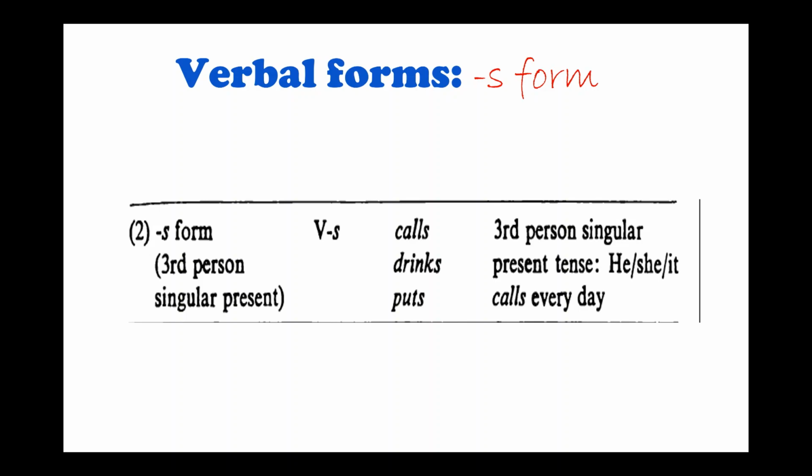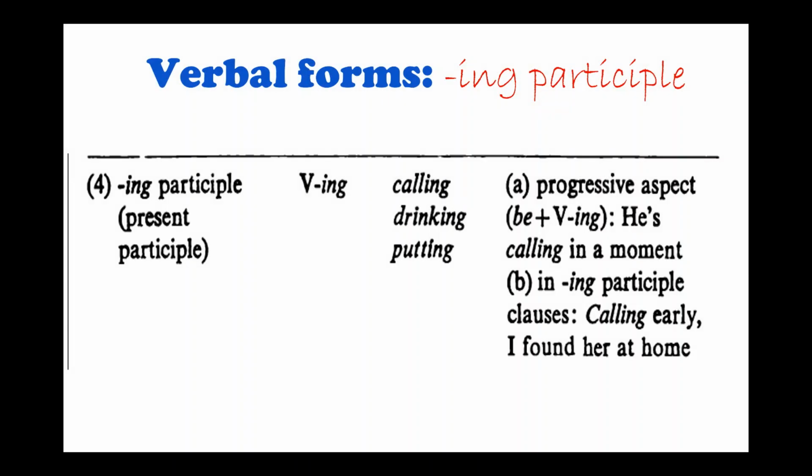The third form is the ing participle. Mainly, the ing participle is used to express the progressive aspect. Okay? So that is the present participle, present progressive. And we could have verbs such as calling, drinking, putting.